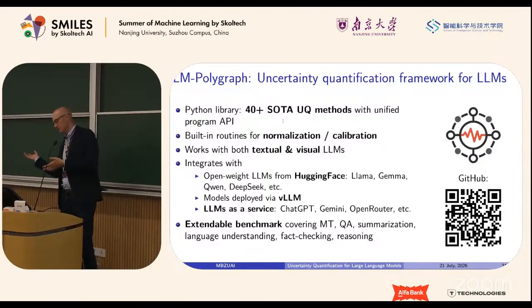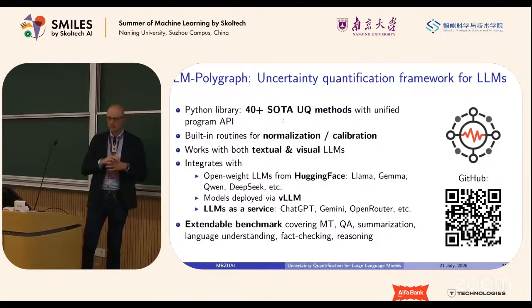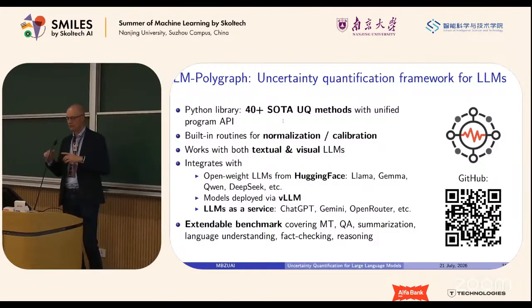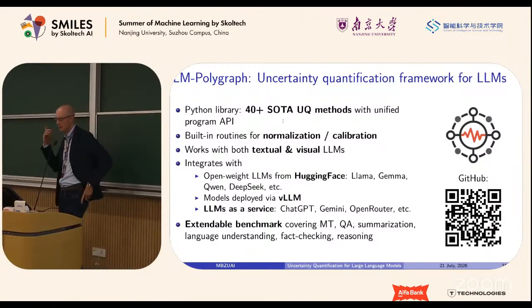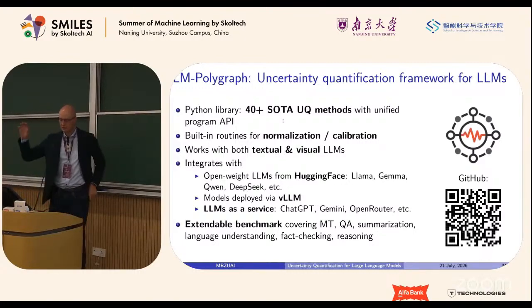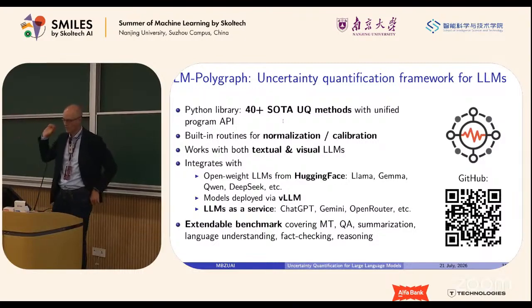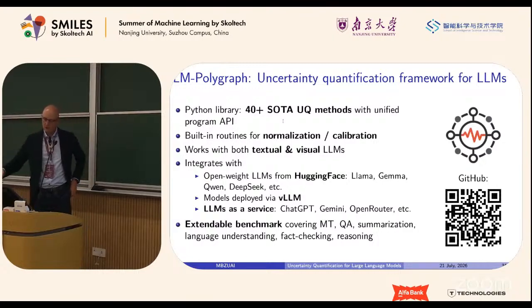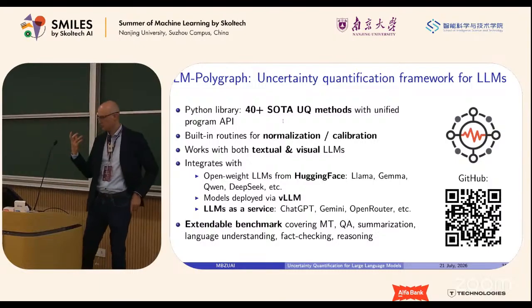You can go through this GitHub QR code, and this library contains implementations of more than 40, or maybe already 50, state-of-the-art methods that come from top-tier conferences such as NeurIPS, ICML, ICLR. It supports integrations such as vLLM, Hugging Face. It supports integrations with services such as ChatGPT, Gemini, OpenRouter. It gives you a very useful extendable benchmark that can be used to run research.